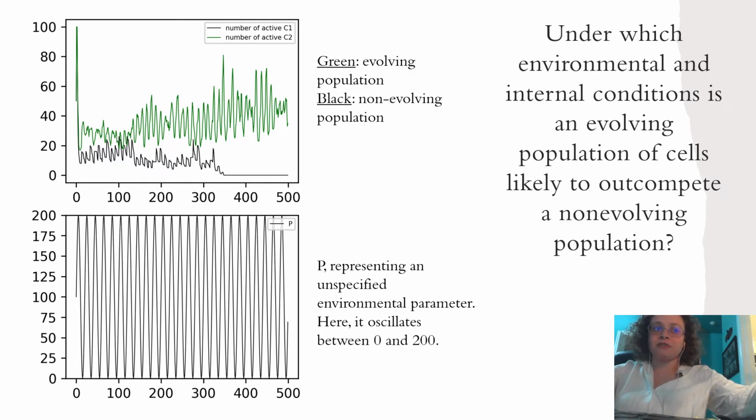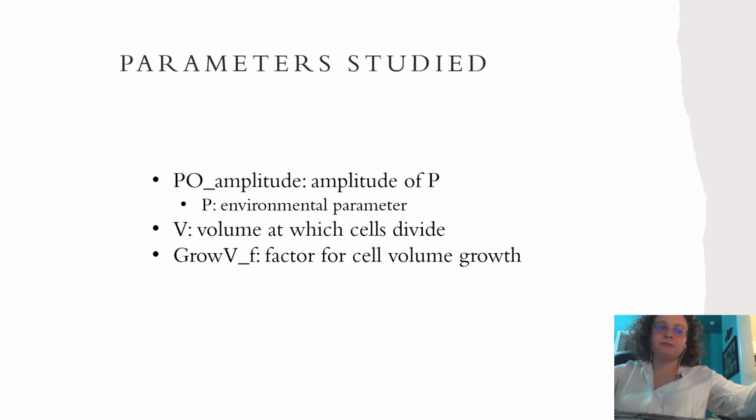The top graph shows the evolving population in green and the non-evolving population in black. The bottom graph shows P as it oscillates between extremes.